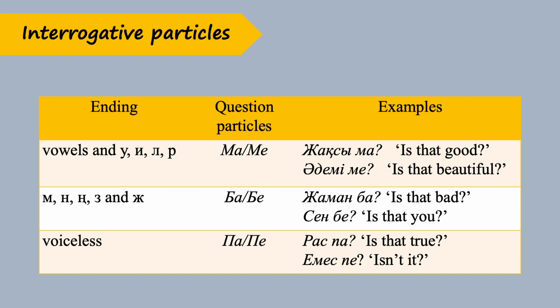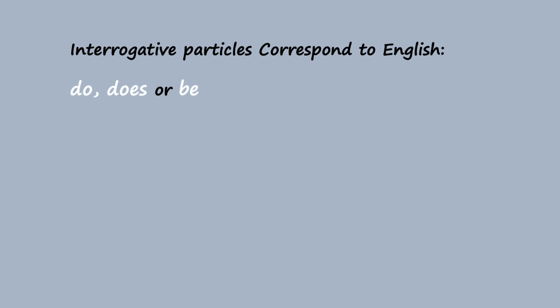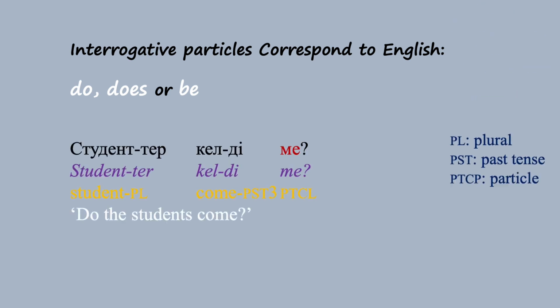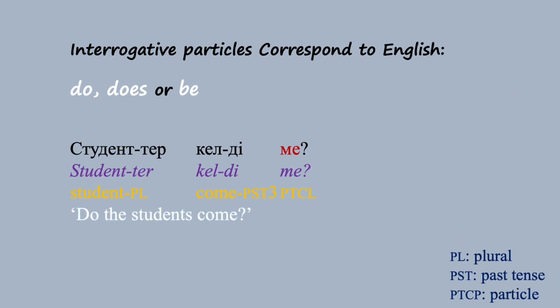After voiceless consonants, it is па or пе. For example, "Рас па?" Is that true? "Емес пе?" Isn't it? These particles correspond to English auxiliary verbs do, does, or be. But in English, they stand at the beginning of the sentence. In Kazakh, they come at the end. For example, "Студенттер келді ме?" Do the students come?